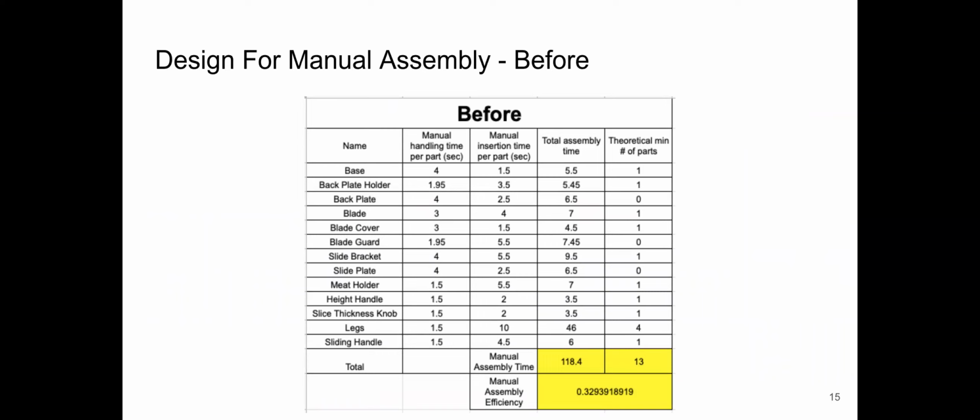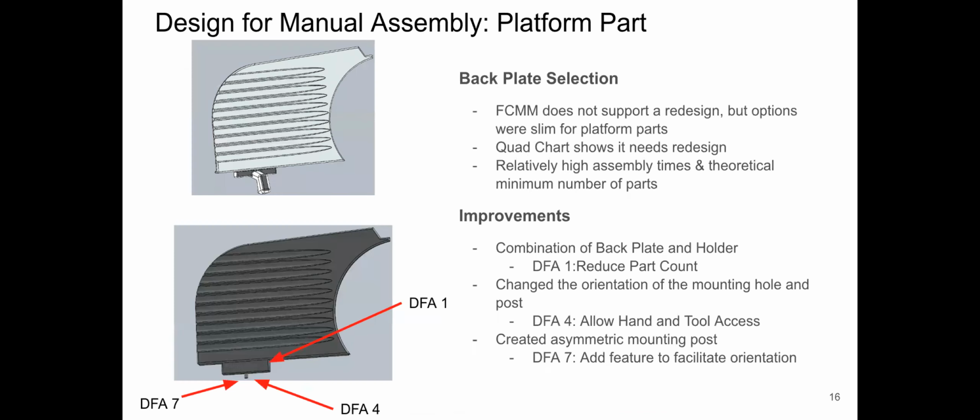Here you'll see the manual assembly time was 118 seconds, or just under 2 minutes, and the efficiency of this was 0.33. To try and reduce manual assembly time, we made changes to a platform part. The platform part that we selected was the backplate because the quad chart showed that it needed redesign. It had relatively high assembly times, and the theoretical minimum number of parts showed that it needed changes.